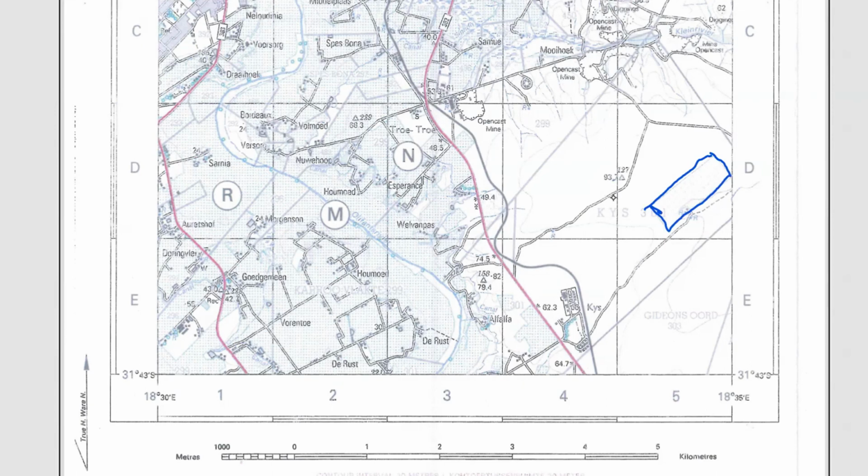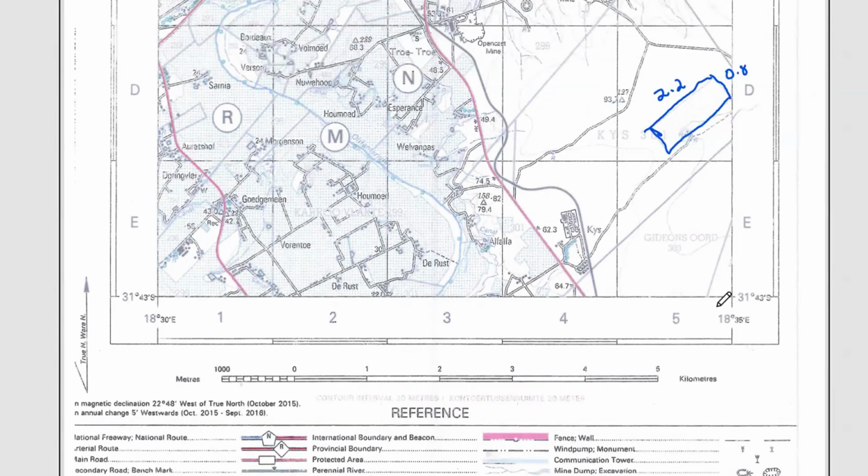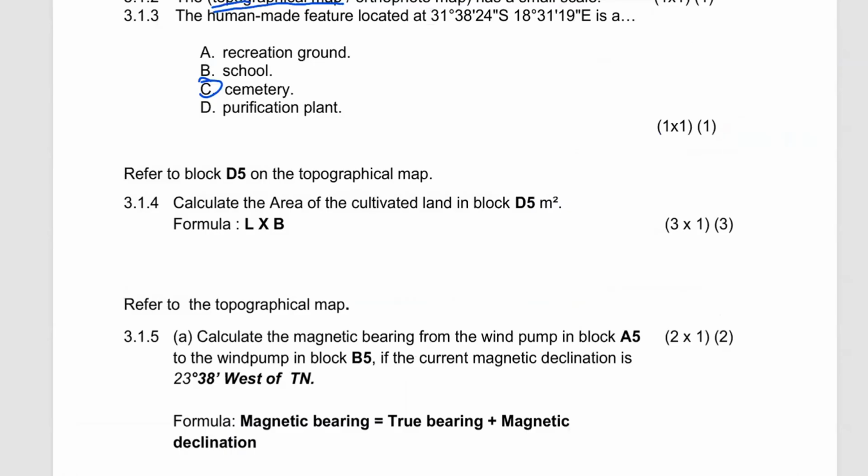According to my measurements, if I were accurate enough, I got 2.2 for the length, and for the width, I got 0.8 centimeters. So given those two measurements, we use them to calculate the area. So let's do our calculations on the question paper. For the length, we got 2.2. This is from a topographic map. Our map scale is 1:50,000. Convert to meters, we multiply by 500 meters. This is for length.